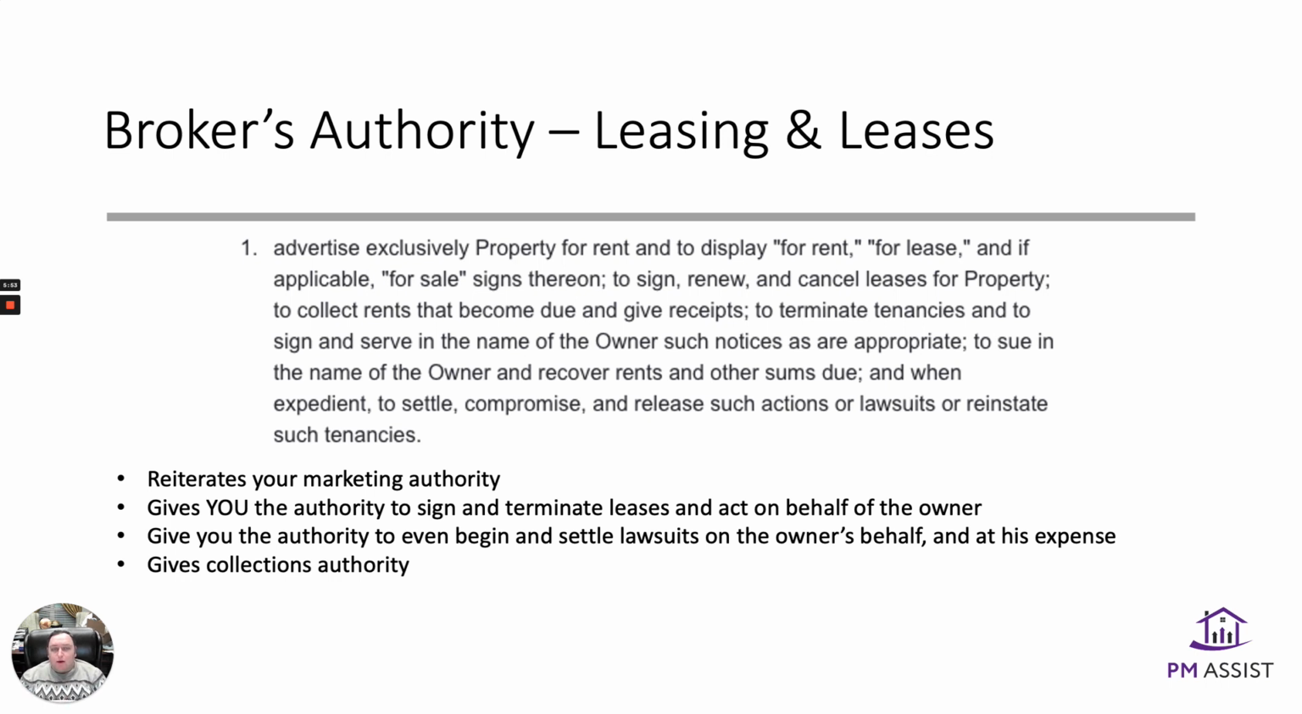Next, we want to have broad authority on leasing and signing leases. So what this provision of the agreement does, number one, it reiterates that we have the authority to market the property, put out for rent, for sale signs, or for lease signs, all that kind of stuff. But most importantly, it gives us the authority to sign leases on the owner's behalf. So we don't want to have to go and get the owner's signature on a lease. So this gives us the authority to do that. But it also gives us the authority to decide when to terminate a lease.